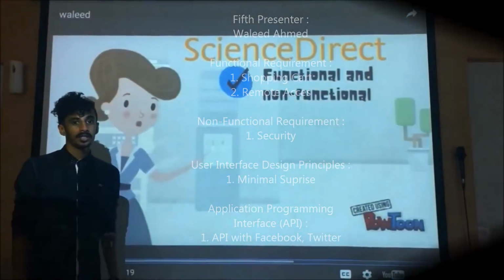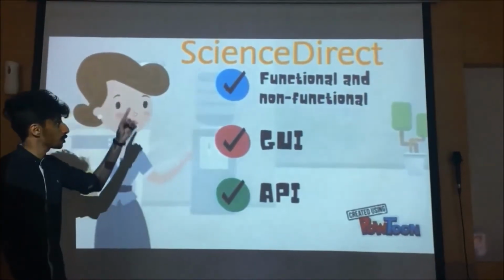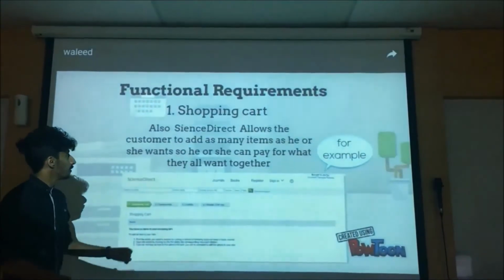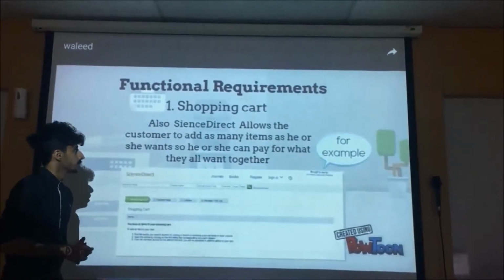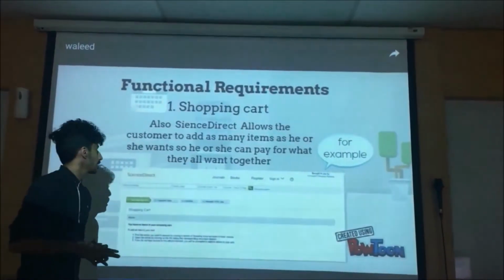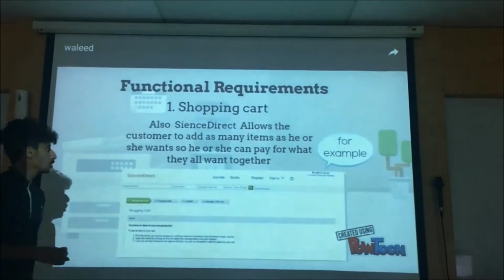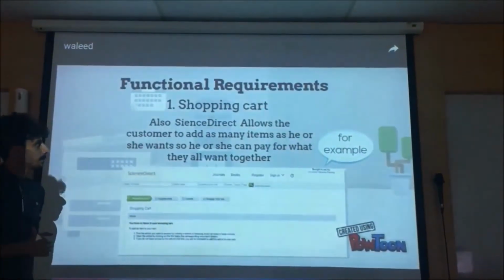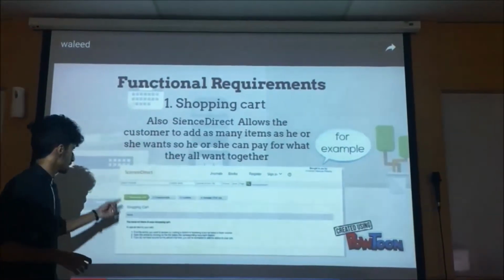My name is Waleed Alamri. I will talk today about functional and non-functional requirements, UI and API for ScienceDirect. Functional requirements. First one is shopping cart. ScienceDirect allows the customers to add as many items as he or she wants to buy, so they can buy them all together. For example, this picture.